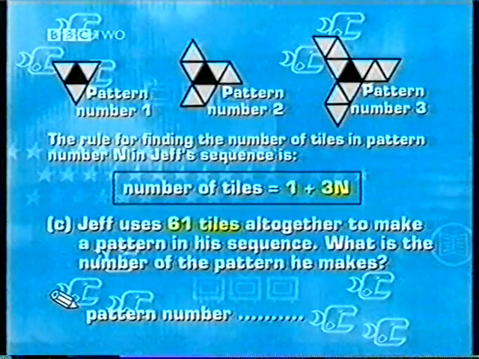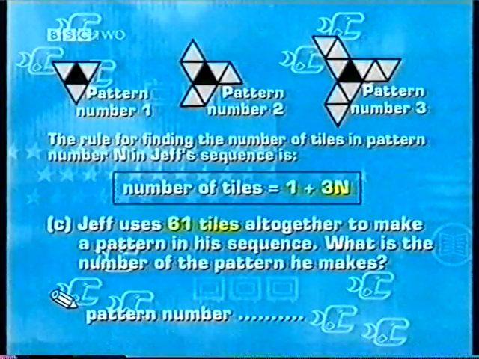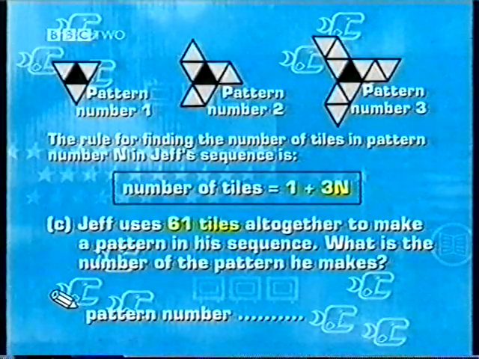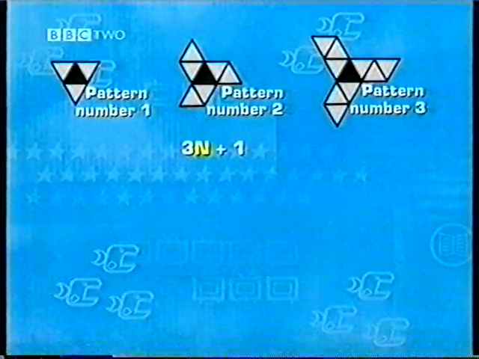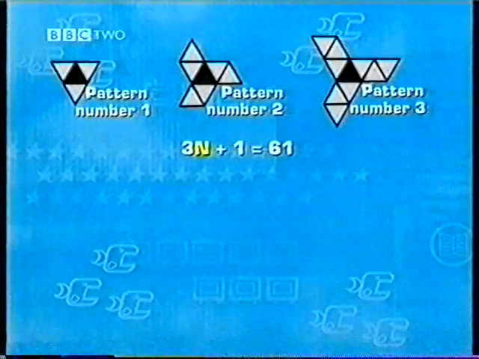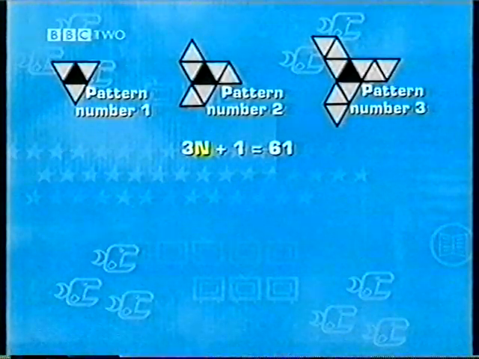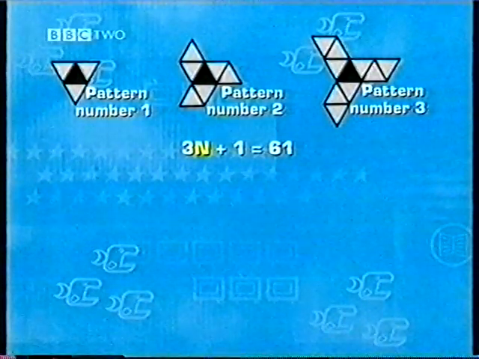Okay, now for the next bit. Jeff uses 61 tiles altogether to make a pattern in his sequence. What is the number of the pattern he makes? You know that the rule for finding the number of tiles is 3n plus 1, and here this equals 61. Now you need to find the pattern number in the sequence, which means solving the equation to find n.